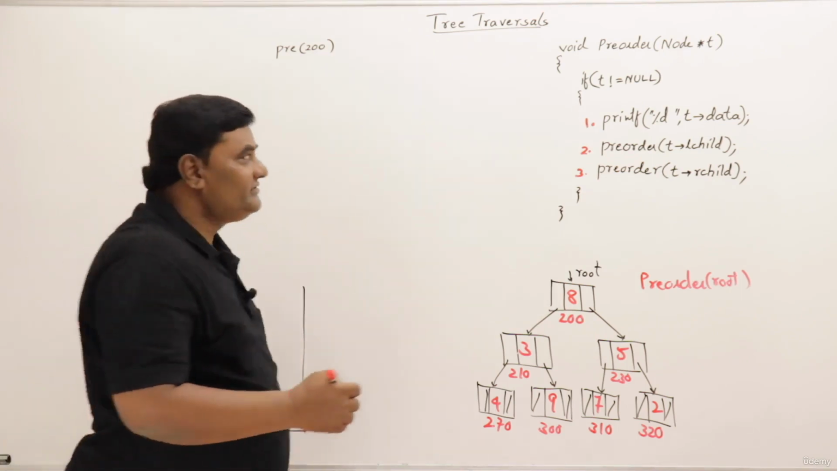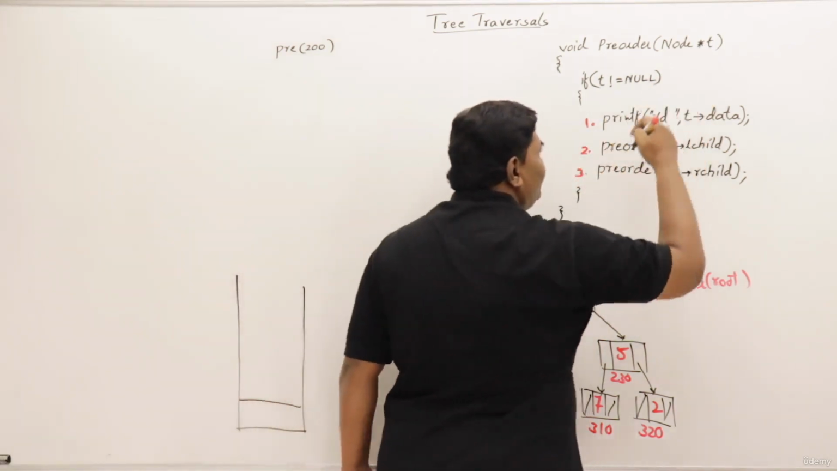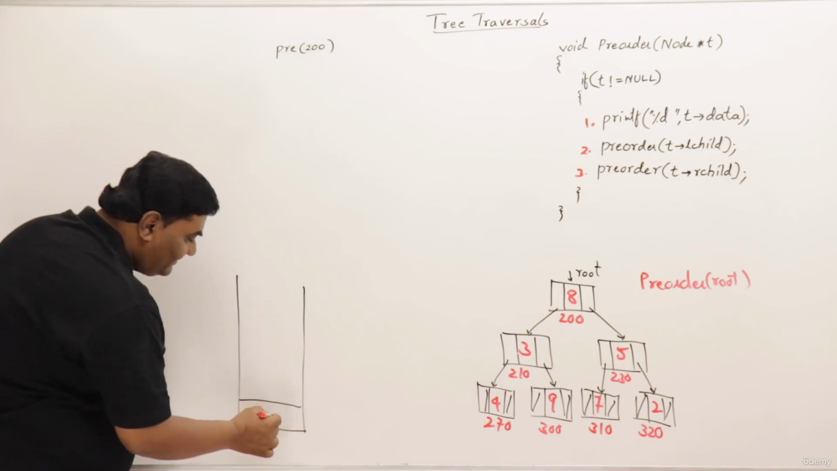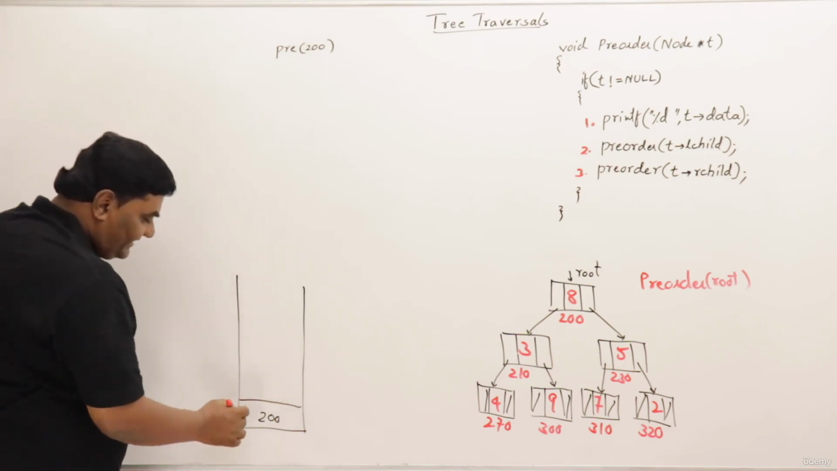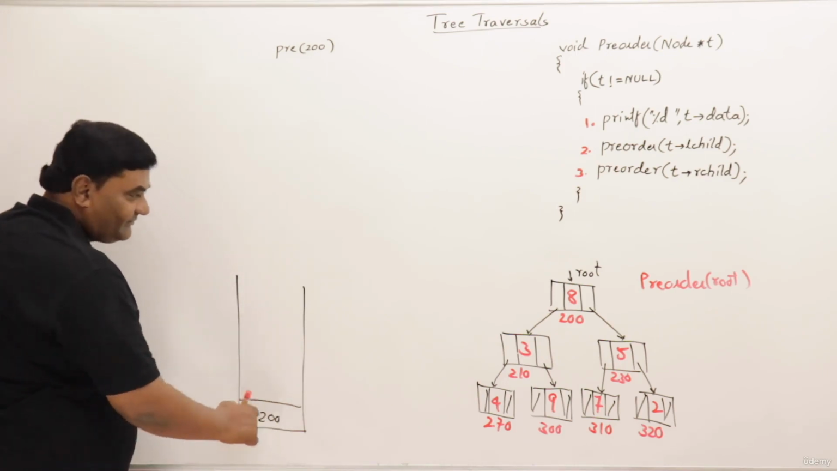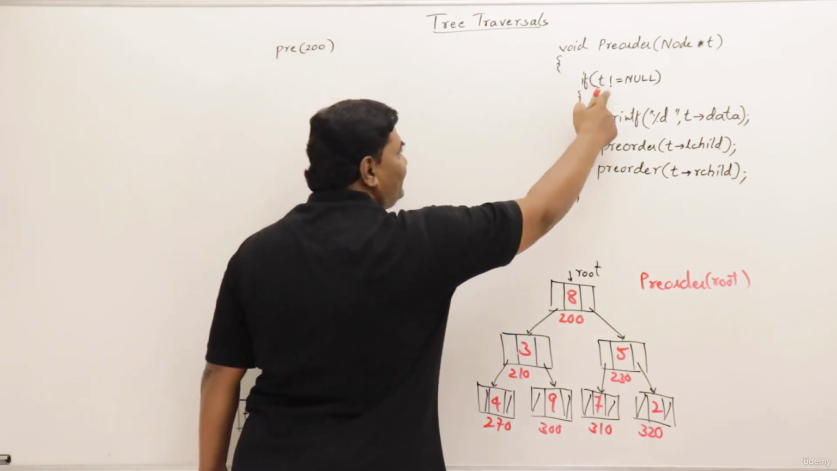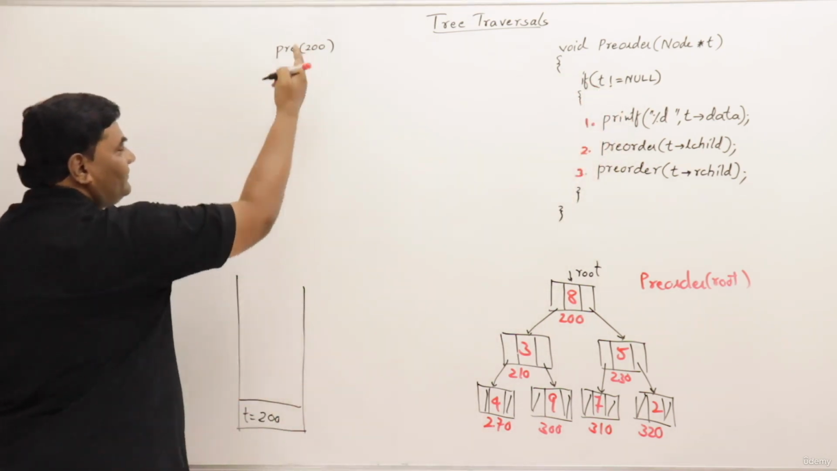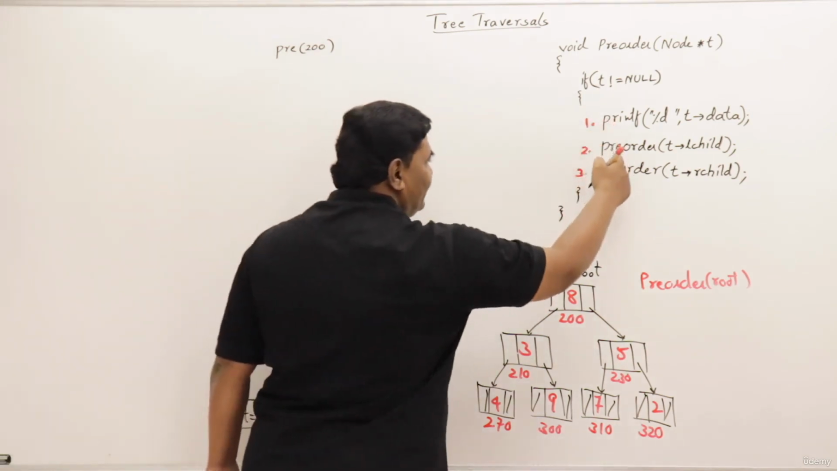So what are the variables used in a function? Only t is used. So that is the address. So I will write down just address 200. So activation record will be created where t value is 200. Then let us execute. First statement, t is not null. Yes, 200 is not null. Then perform 3 steps.